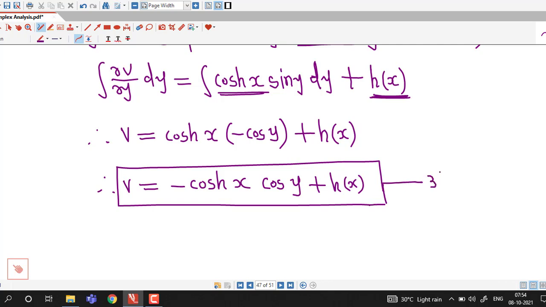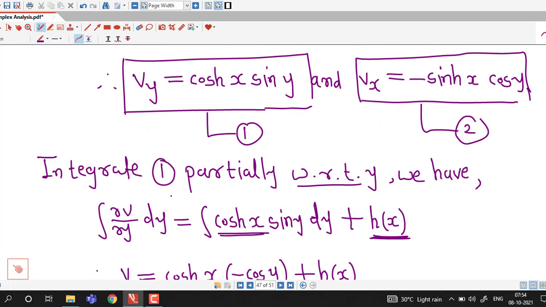So now we have to find out this function h(x). Then we will have our harmonic conjugate. To find this h(x), we can use another equation, equation number 2. We have not used equation number 2 yet. To use equation number 2, we require del v by del x, because in equation 2 we have the value of del v by del x.